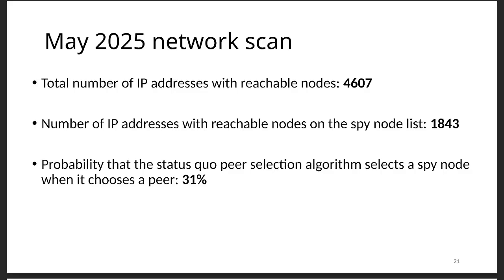According to a May 2025 scan of the Monero network, the total number of IP addresses with reachable nodes was 4,607. The number of IP addresses with reachable nodes on the spy node list was 1,843. This results in a 31% probability that the status quo peer selection algorithm selects a spy node when it chooses a peer.